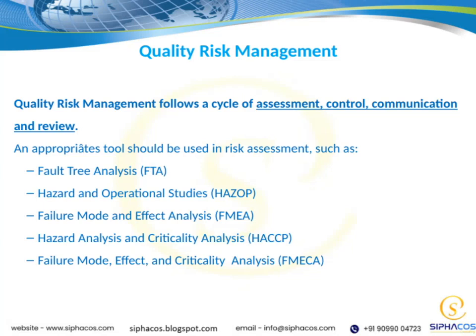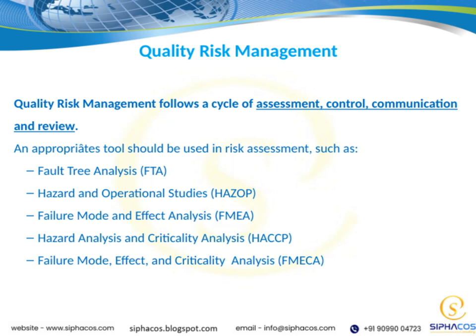Now, let's take a closer look at the cycle of quality risk management. It's a continuous process that involves assessment, control, communication, and review. Each step is crucial to ensure that we effectively identify and mitigate risks throughout the product lifecycle. When we talk about assessment, it's important to use the right tools to analyze potential risks thoroughly.